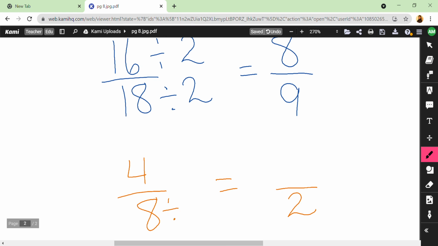Now, 8 divided by what is 2? That's what you need to figure out. 8 divided by 4 is 2. Now I need to do the same thing to the top. 4 divided by 4 is 1. 4/8 is equivalent to 1/2. And that's basically equivalent fractions in a nutshell.